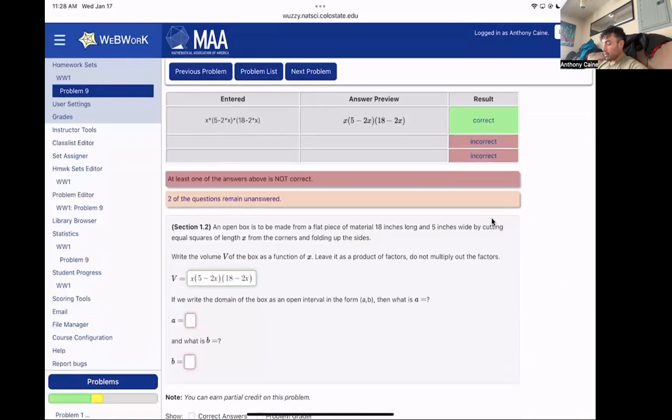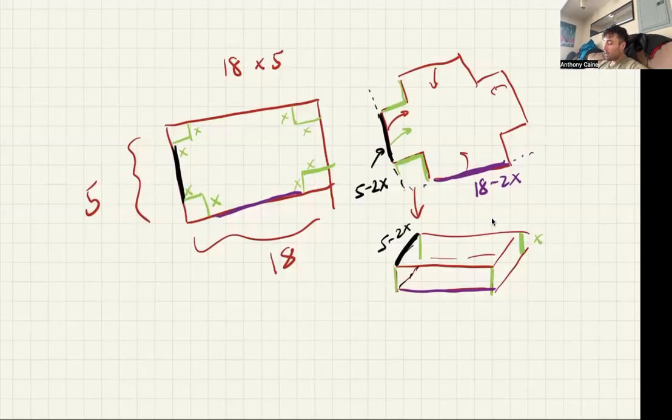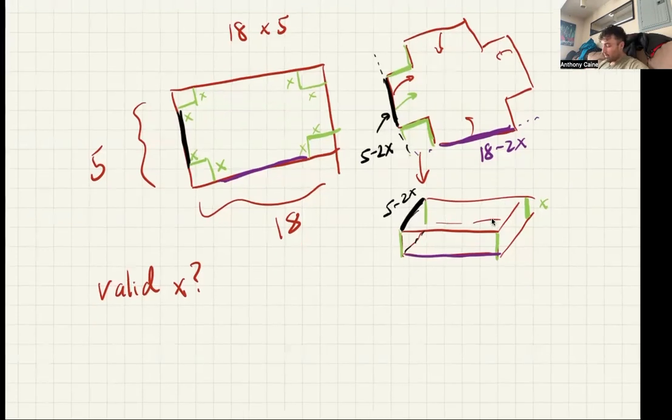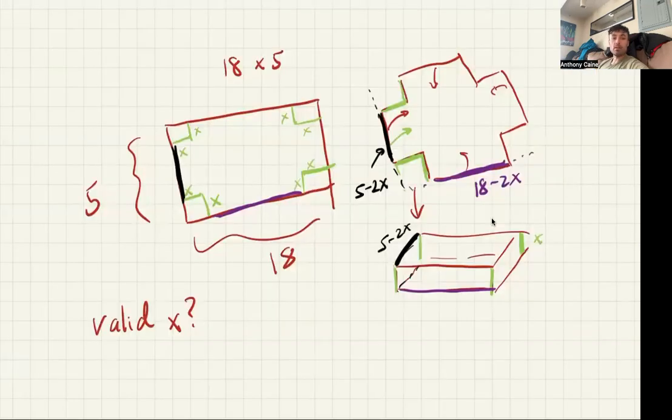All right, if we write down the domain of the box as an open interval, then what is A and what is B? Okay, so domain, we're asking what are all the valid numbers that x could be? What are all the valid x's? And you find it by figuring out what x is not allowed to be. So is x allowed to be 20, is this feet or inches? What are we using here? This is inches. Okay. Is x allowed to be 20 inches? I would say no, because in fact, this length isn't even, like, you don't have 20 inches to spare, right?